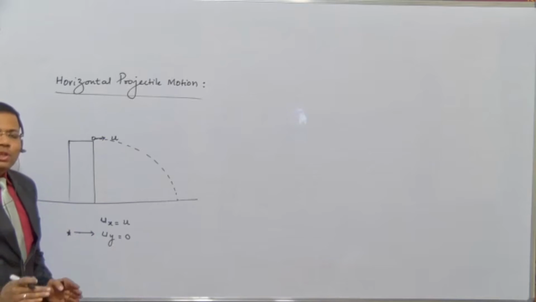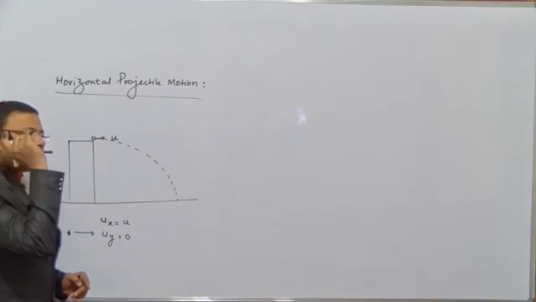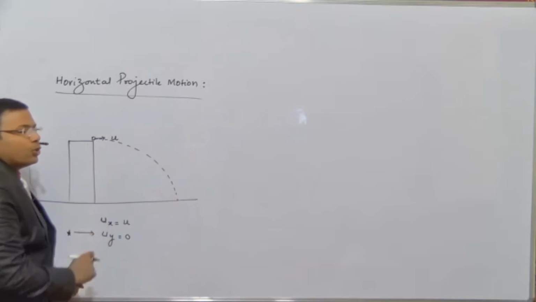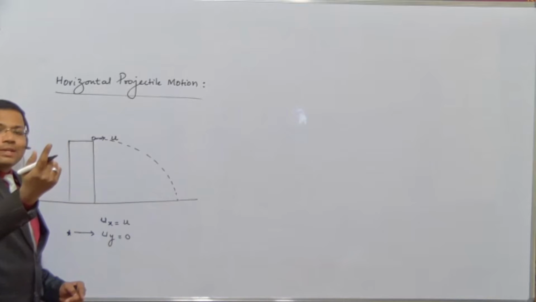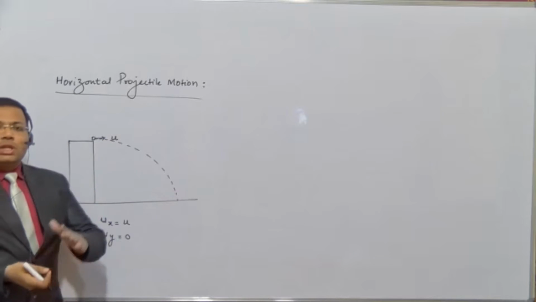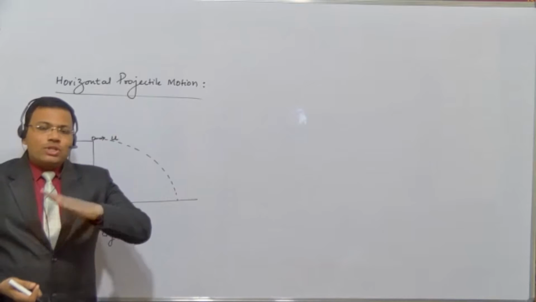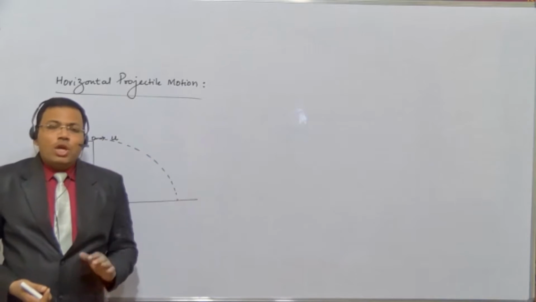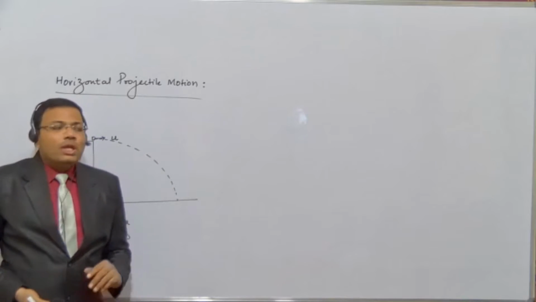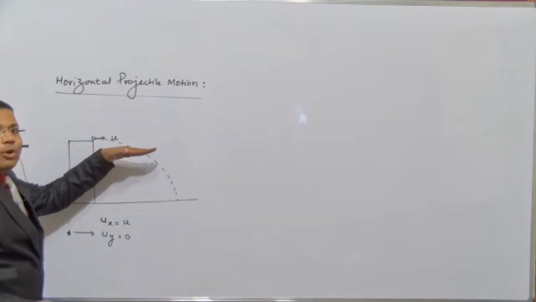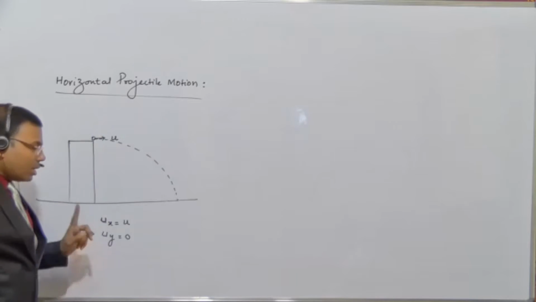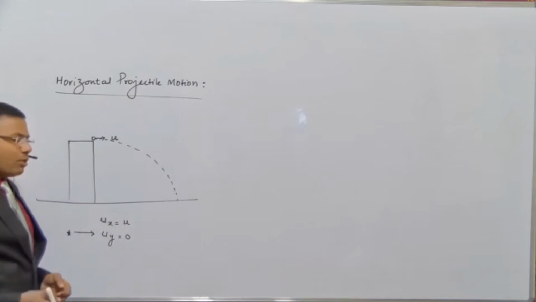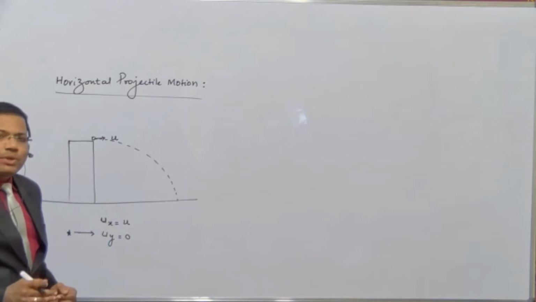You are throwing the body horizontally. That means the initial horizontal velocity is only u. We are not throwing upward or inclined, so that the velocity could be resolved into horizontal as well as vertical components. Only horizontally we are throwing. That means we have only the horizontal component of the velocity. The vertical component remains 0. So initially the vertical component of the velocity is 0. I hope it is clear.